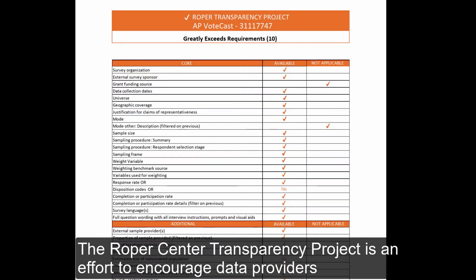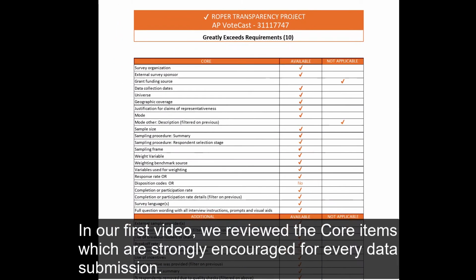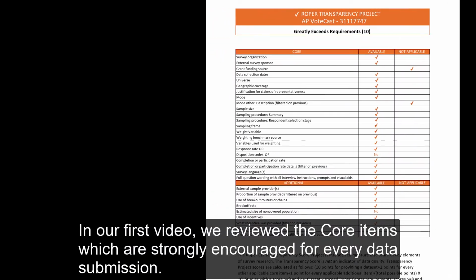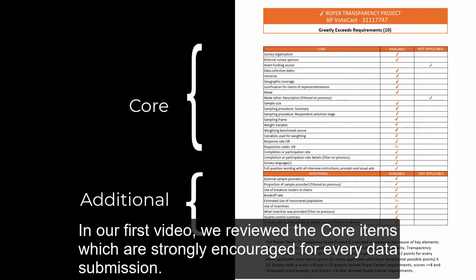The Roper Center Transparency Project is an effort to encourage data providers to increase disclosure with their submissions of data to the Roper Center Archive. In our first video, we reviewed the core items, which are strongly encouraged for every data submission.